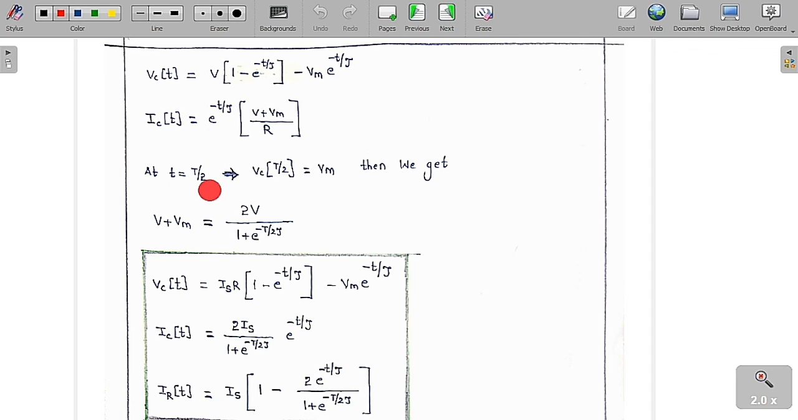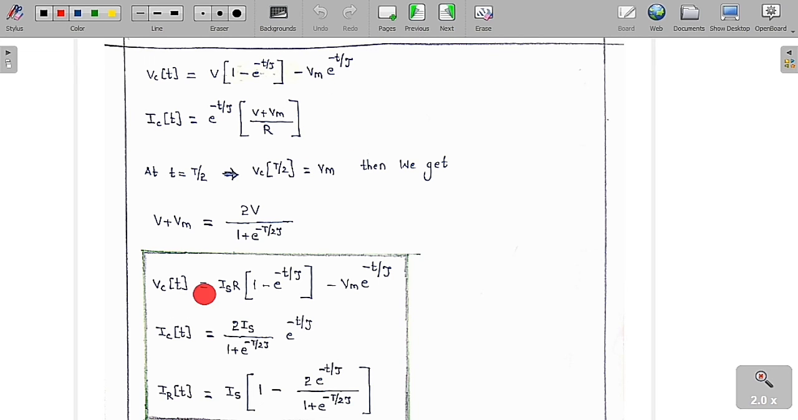At t is equal to T by 2, Vc of T by 2 is equal to Vm. From the graph you can see clearly that at t is equal to T by 2, the output voltage is equal to Vm. So if you substitute all these things into the above expression, finally we get V plus Vm is equal to 2V by 1 plus e to the power of minus T by 2 tau. This is what you get if you substitute this expression in this equation.